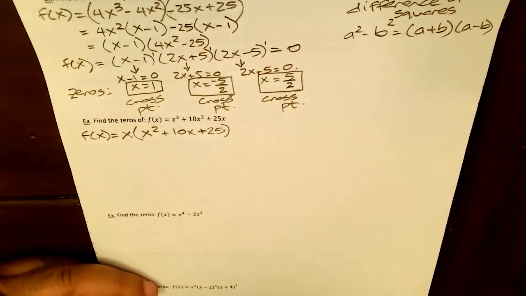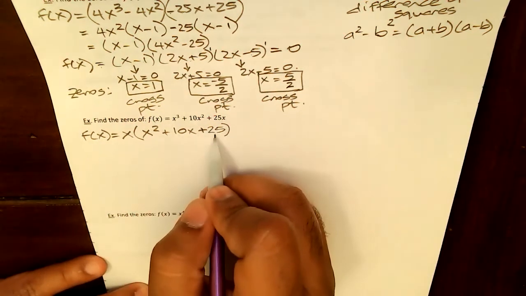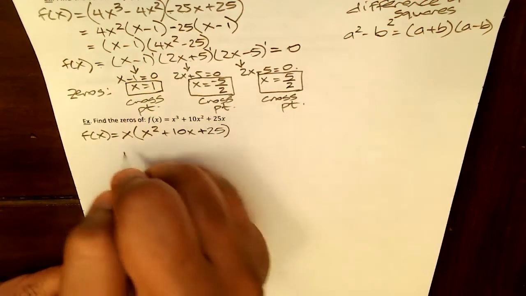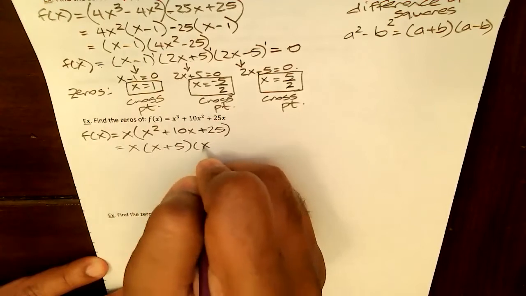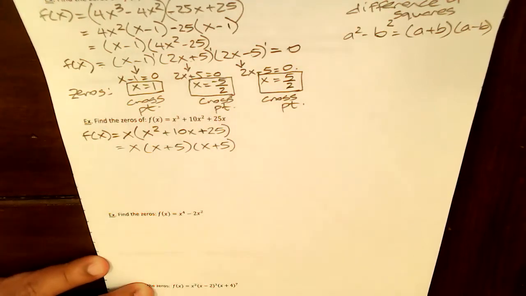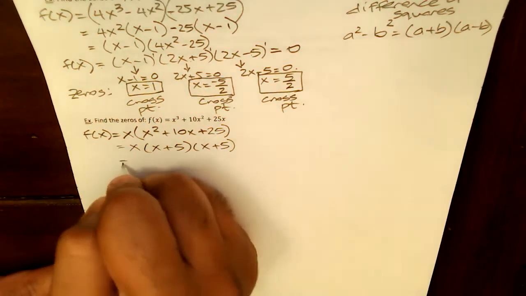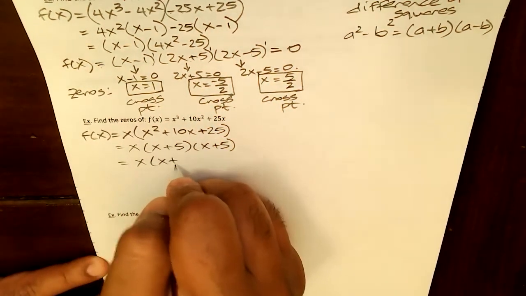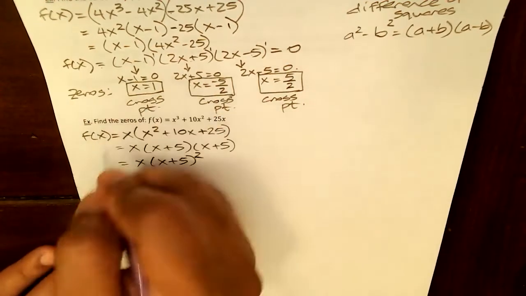Now I'm going to see if I can factor the x squared plus 10x plus 25 even further, which I'm able to do. So to factor this, I have to find 2 numbers that will multiply to give me 25 and add to give me 10. Those two numbers would be 5 and 5. So x squared plus 10x plus 25 would factor to x plus 5, which I can also write as x plus 5 squared. So here's my factored form.